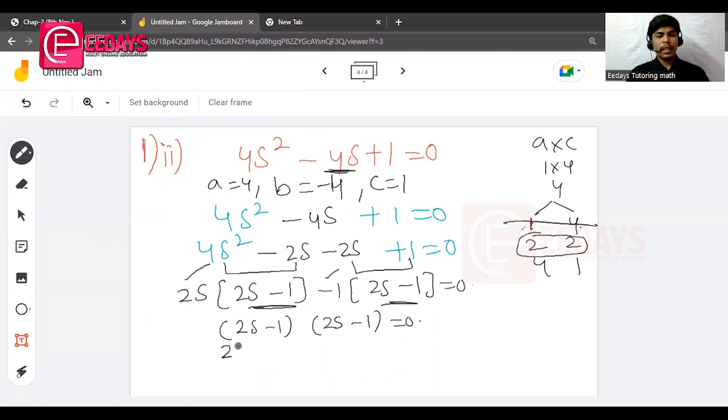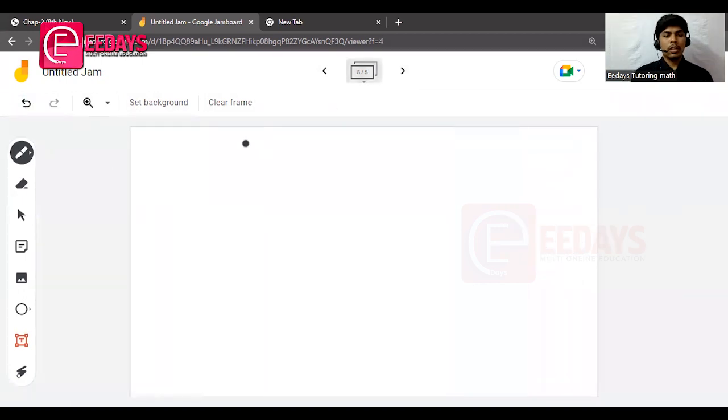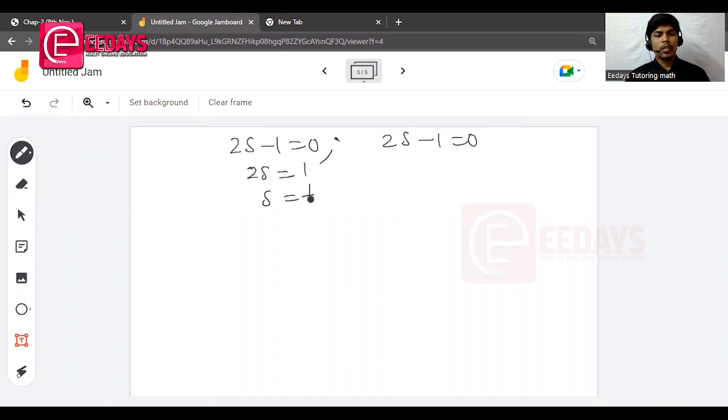Okay. Now make it equal to 0. 2s minus 1 is equal to 0 and 2s minus 1 is equal to 0. Let's do it on the next page. We got two equations. All right. Now 2s is equal to 1, so s is equal to 1 by 2. Here also the same thing, s is equal to 1 by 2.